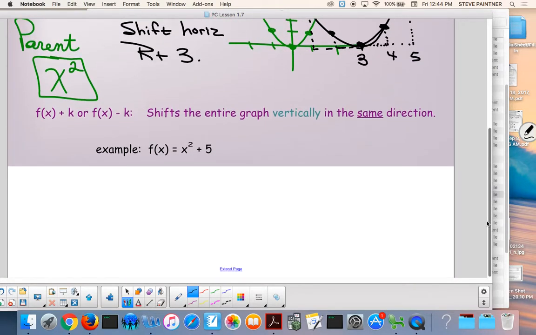Do this one. This time, we're adding k to the end or subtracting k. What does adding k or subtracting k do? Up or down. And it follows the sign. Positive k, up. Negative k, down. Go, do it. Yeah, just graph it. I know I didn't give you graph paper, but just make your graph as best you can.